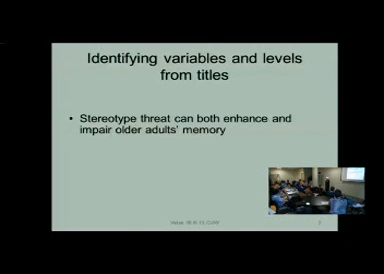We don't know exactly what the manipulation is that they're going to be using to induce stereotype threat, but given that they're looking at older adults, we can presume that the stereotype threat is going to be related to age in some way. And then memory, we don't know whether they're going to be measuring long-term memory, working memory, what kind of memory, but it's some kind of memory that they're going to be looking at in older adults.